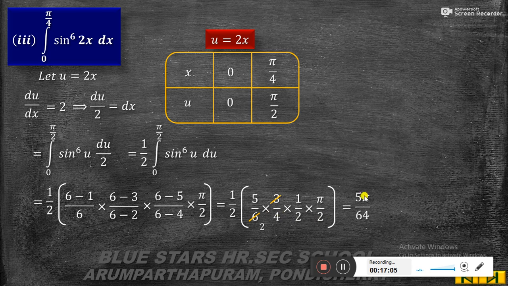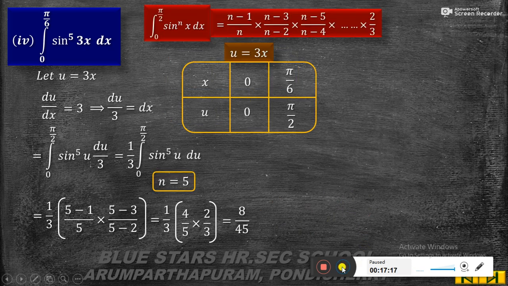So the answer is 5 pi by, 4 2s are 8, 8 2s are 16, 4 4s are 16, 16 2s are 32, 32 into 2 is 64. So 5 pi by 64. This is our answer. Now fourth subdivision: integral 0 to pi by 6 sine power 5 3x dx, using integral 0 to pi by 2 sine power nx dx equals (n minus 1) by n, (n minus 3) by (n minus 2), (n minus 5) by (n minus 4), up to etc.